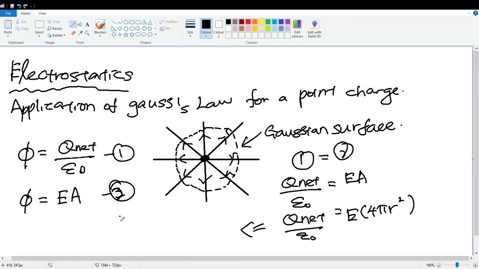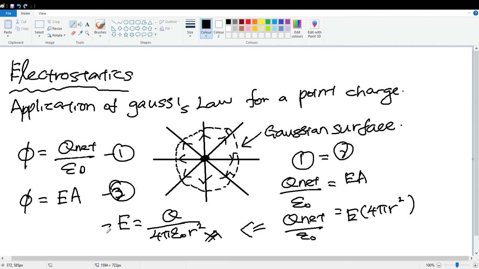So what we have here for the electric field strength for a point charge is actually Q. It's not necessary for us to keep writing Q net, since there is only one charge, which is the positively charged point charge, so E equals Q over 4 pi epsilon naught r square. So this is the formula of the electric field strength.